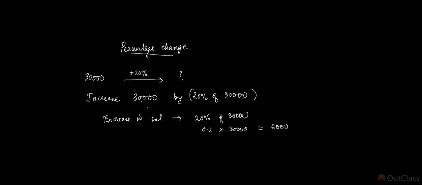He was already earning a salary of 30,000, so his new salary is 30,000 plus 6,000 is equal to 36,000. Right? So when your salary is increasing by 20%, you have to calculate 20% of your salary and add it back to your salary, and you'll get 36,000.